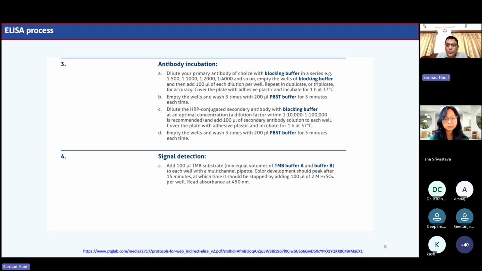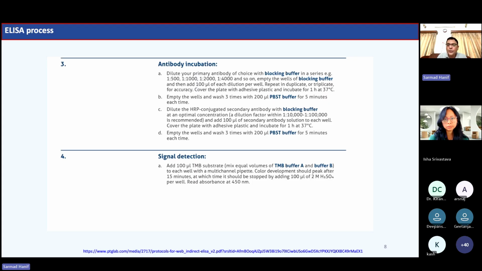Otherwise, if you want to stop it, you stop it with 2 molar H2SO4. And then the color from blue, which is the substrate color given by adding the substrate, changes to yellow. This yellow is read at an absorbance of 450 nanometers.